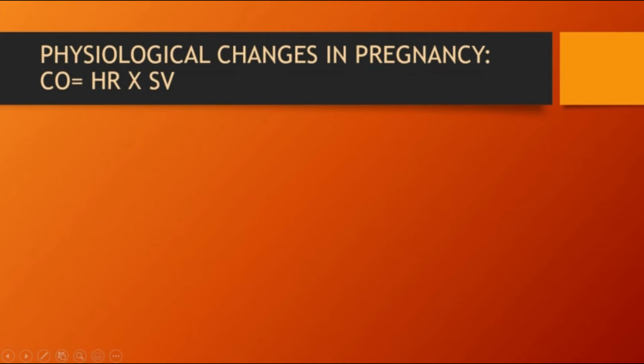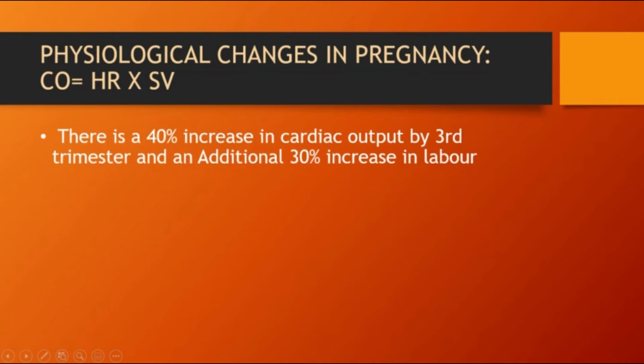In early pregnancy, the increased cardiac output is primarily related to the rise in stroke volume, which increases by approximately 20%, and later in pregnancy is related to heart rate, which increases by approximately 15%. There's a 40% increase in cardiac output by the third trimester, and an additional 30% increase in labor.